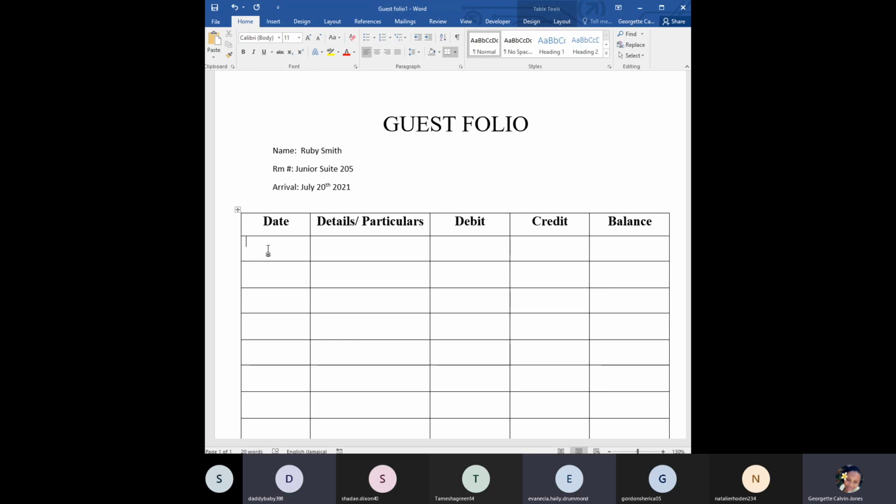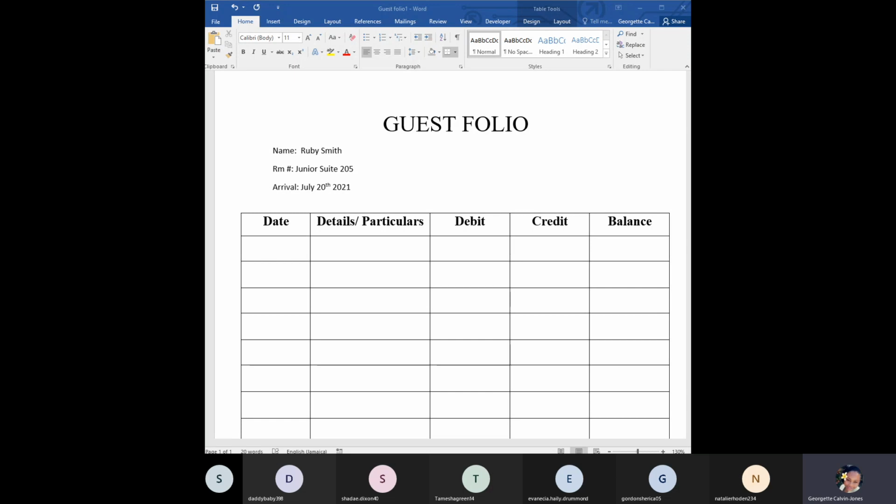Can somebody tell me what they have? July 21st birthday cake. Oh, so you have the first thing as a birthday cake. July 21st and then birthday cake. Okay. All right, let me hear who else.